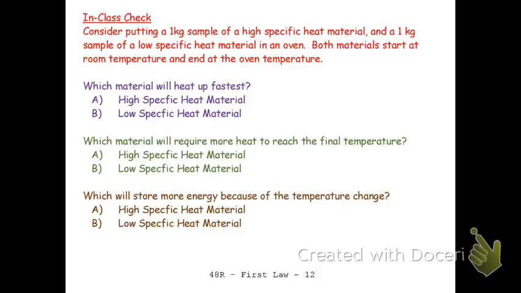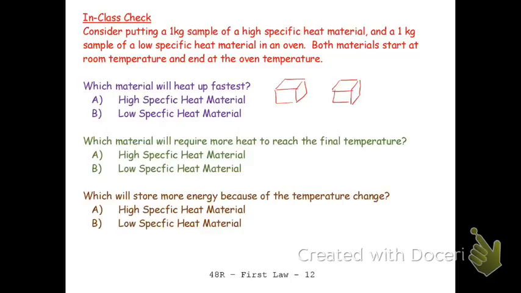Consider putting a 1 kilogram sample of high specific heat material and a 1 kilogram sample of a low specific heat material. Let's make this concrete. We're going to use concrete, and we're going to use aluminum. An aluminum block and a concrete block. And we put them in an oven. They both start off at room temperature, and we're going to say what happens to them as they're in the oven.